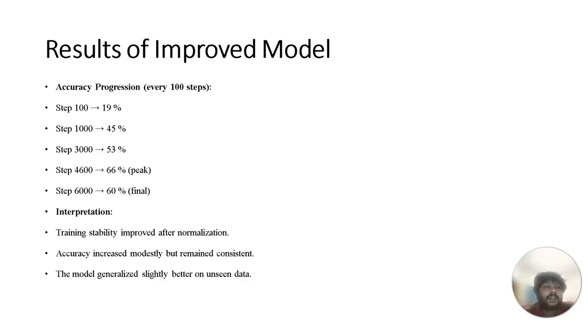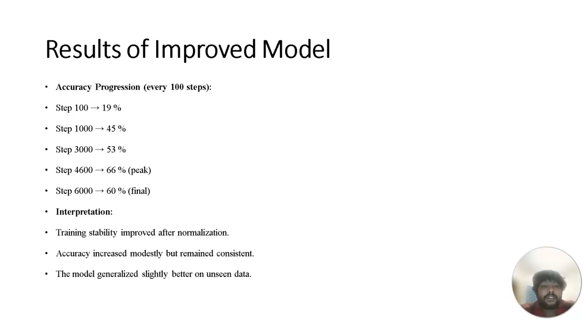And coming to step 3, where the 3000 steps have reached 53%, showing steady learning, because it is gradually increasing from step 100 to 1000 and from 1000 to 3000. As I have told, it may reach higher in the middle or the final, but on average it may reach lower at the final when compared to the middle of the region, because at the middle it shows more. And then it peaked at about 66% around step 4600.